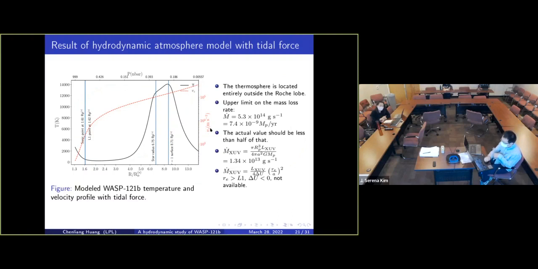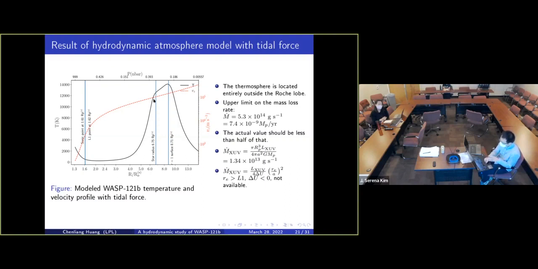With that effect included, the temperature profile becomes completely different. It initially goes down to almost 0 for a large section and then goes to a high temperature region. We also mark the location of the Roche lobe. It's right here, basically the same location as the sonic point, and the stellar radius is here. So the thermosphere of this system is completely outside the Roche lobe.